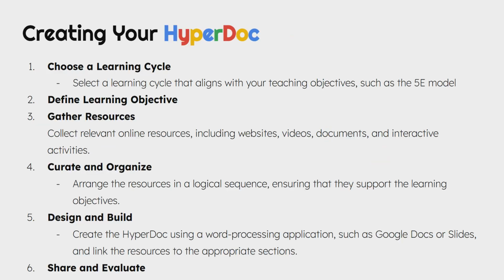When you begin to create a Hyperdoc, you can follow these 6 easy steps. 1. Choose a learning style. Define your objectives. Gather resources. So you might want to collect relevant online sources. You might include websites, videos, documents, interactive activities, Quizlets, Kahoots. Just gather a whole plethora of resources.